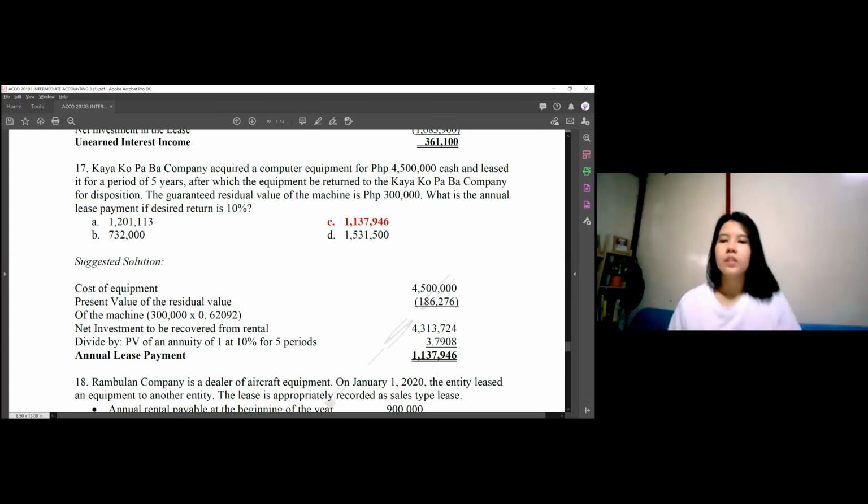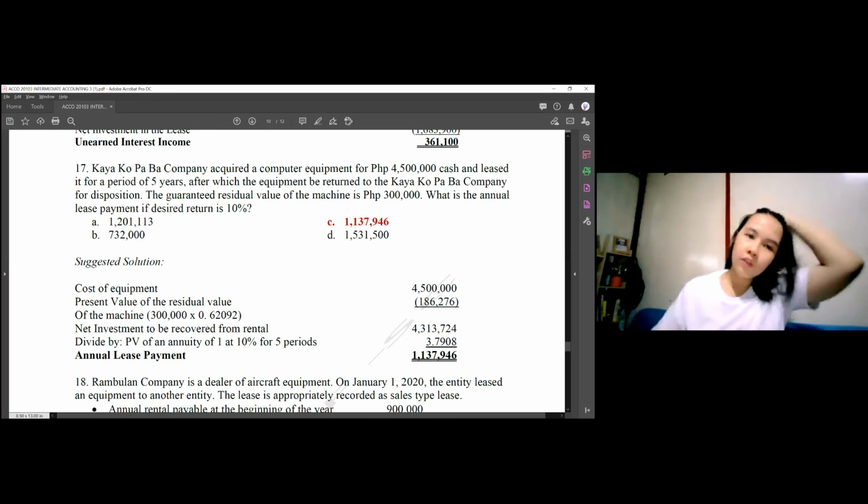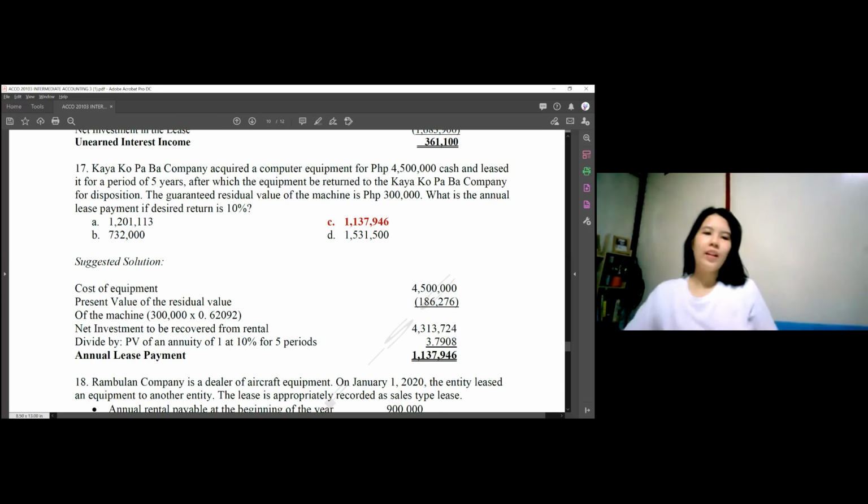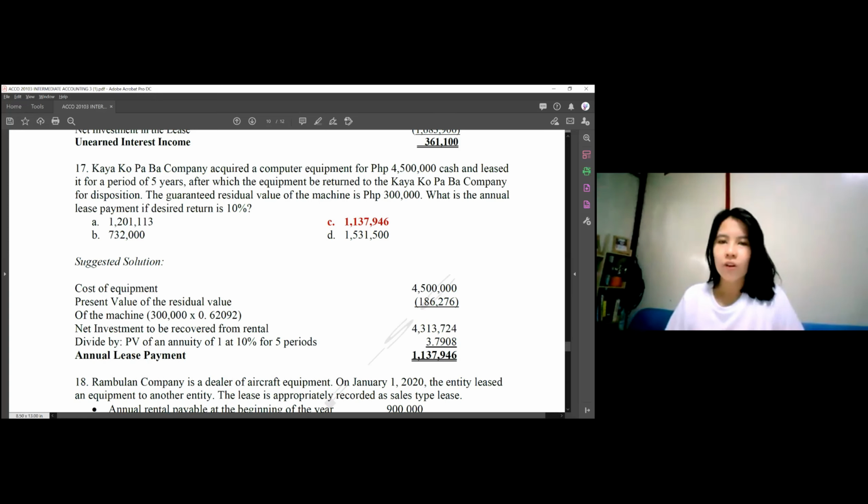So round up to the 4 decimal places and you'll get 3.7908 as seen on the screen. Yeah. And then, okay, you divide that para makuha mo kung magkano dapat yung annual na lease payment given your desired return of 10%. Okay? So, yeah, I think that's it for this problem. Medyo tricky lang siya kasi binaliktad niya yung usual na problem na na-encounter natin. But definitely, you can do it as long as you know how to compute for present value factor. Yeah. And you understand what was asked. Diba? Ang tinatanong is lease payment every year.